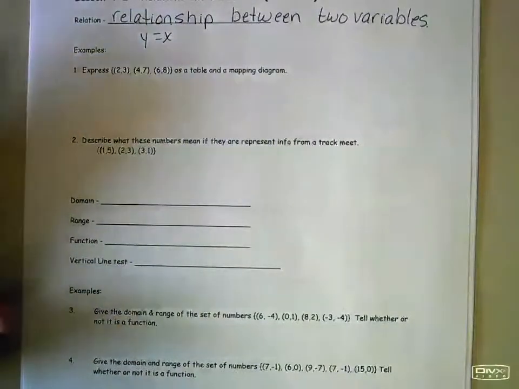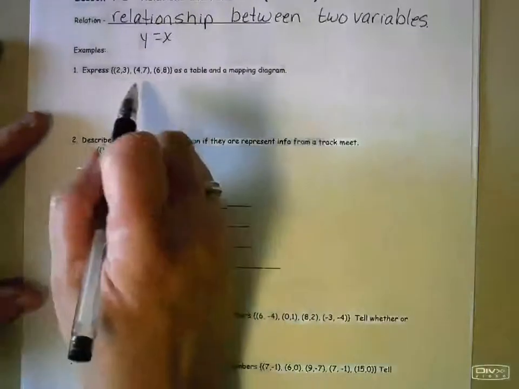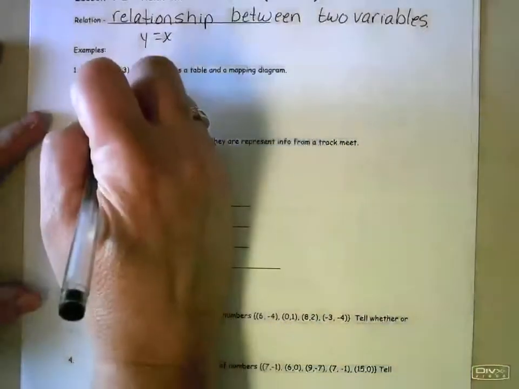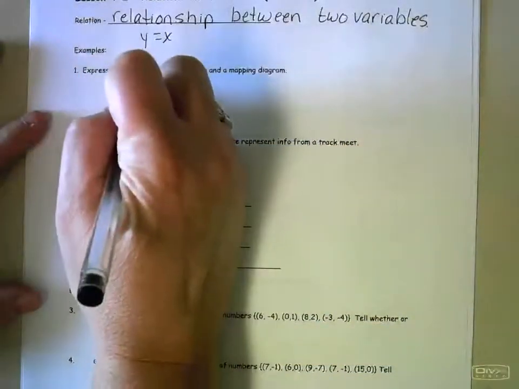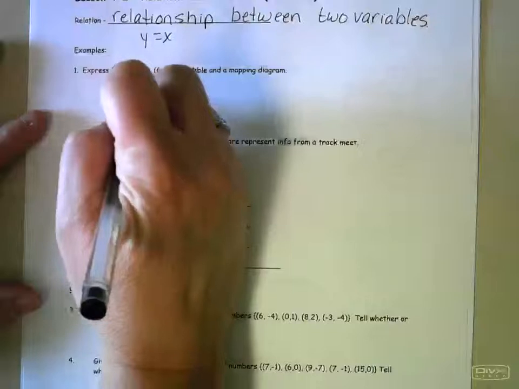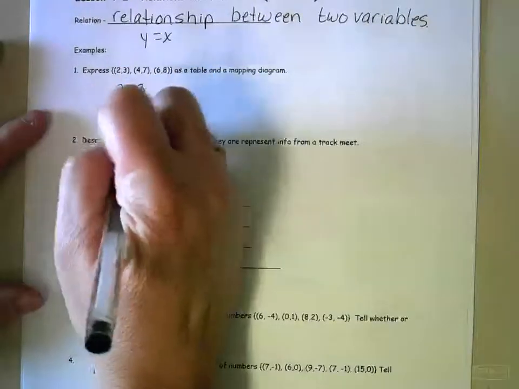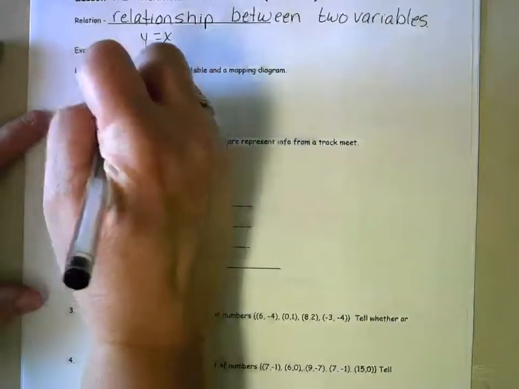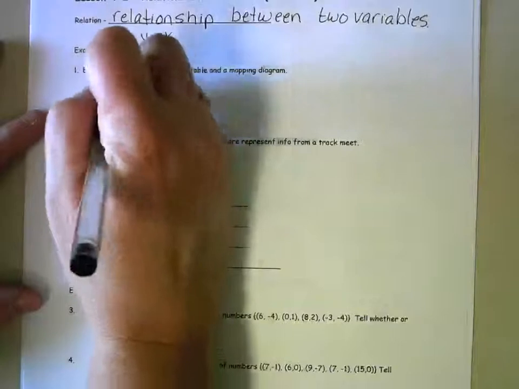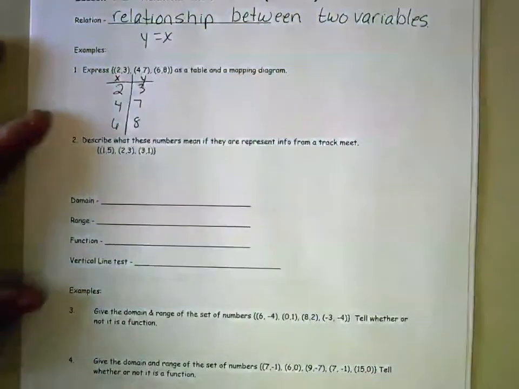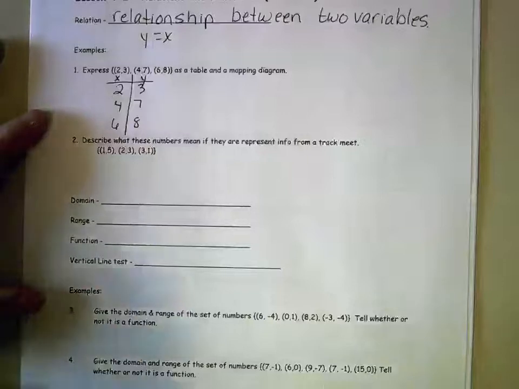And you can actually write relations as tables, maps, or graphs. So first of all, we're asked to write this as a table. So I'm just going to do 2, 3, 4, 7, and 6, 8. The first are the x values, the second are the y values. And that is a table.